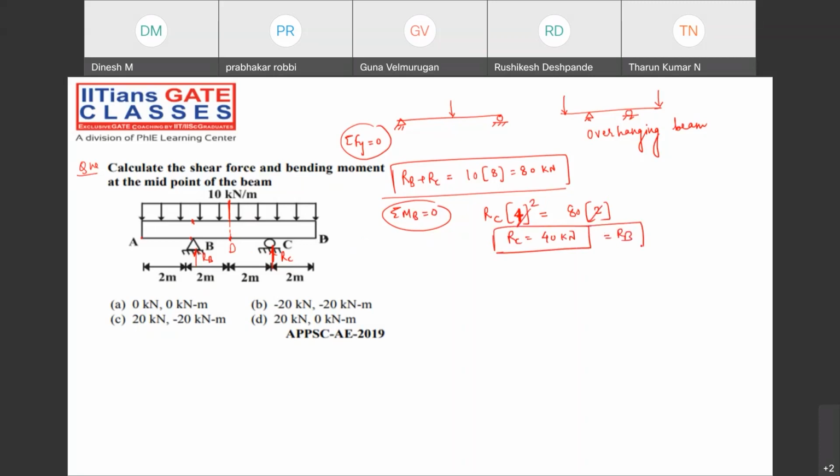And similarly, what will be the answer for this RB? It will also be the same. Note down, very important. Because of the symmetric nature of the loading condition, RB and RC will be equal. Now you can calculate the shear force and bending moment by the shortcut method I mentioned. So what is the shear force at D?